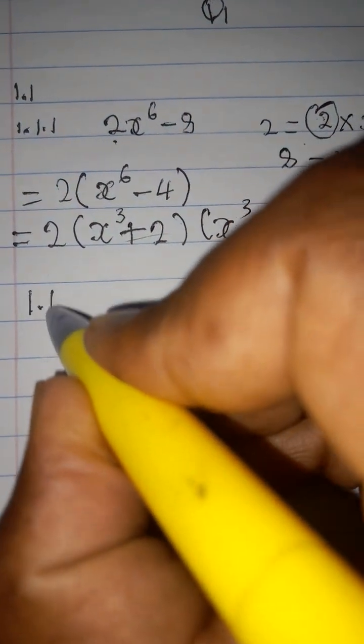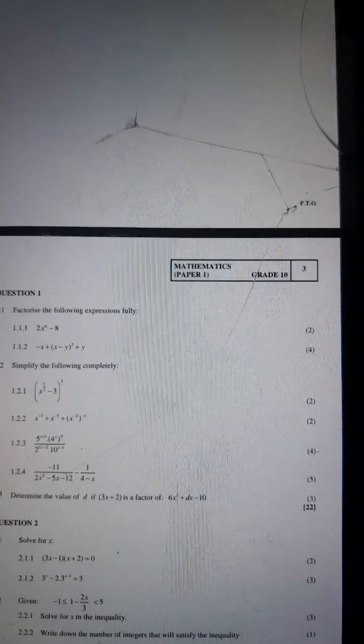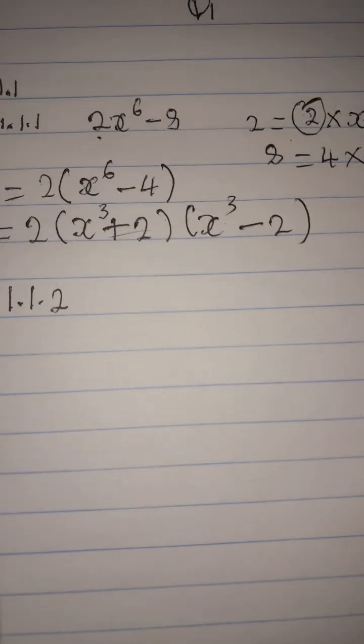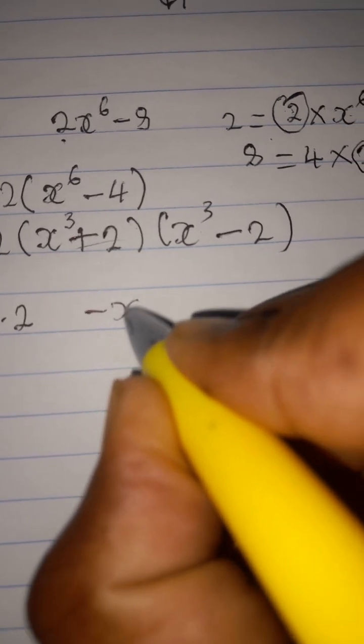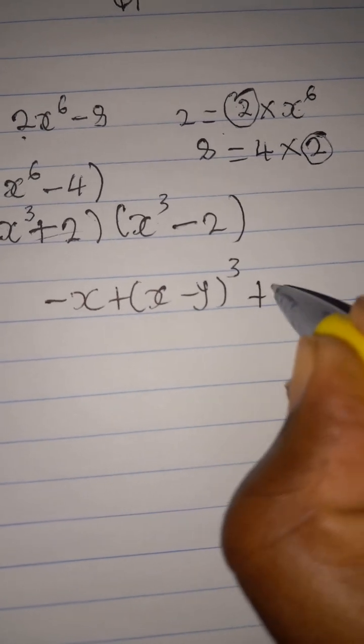So let's go to 1.1.2. We are still factorizing, guys. At 1.1.2, we are given negative x plus x minus y to the power of 3 plus y. Then they said 4 marks. We need to group this very well. It's factorized by grouping. So we're given x minus y to the power of 3. So let's group negative x plus y. So in this case, you're given x plus x minus y to the power of 3 plus y.